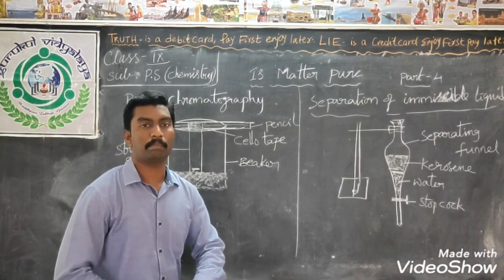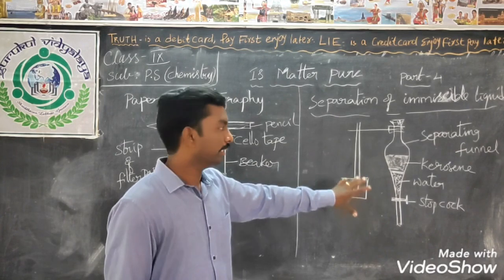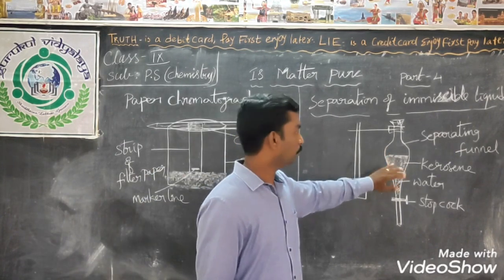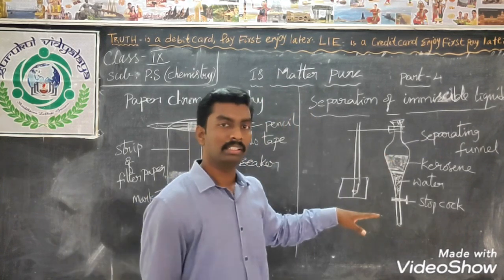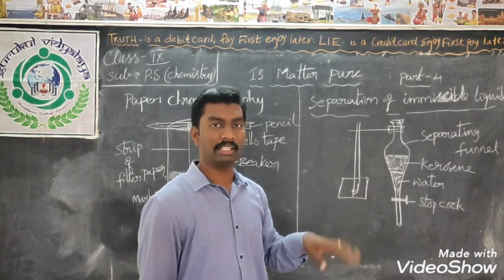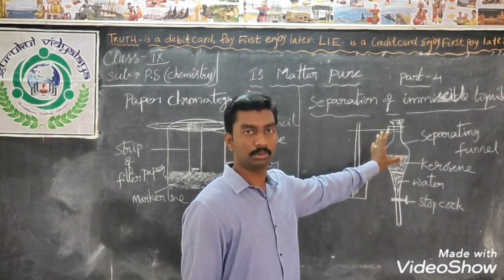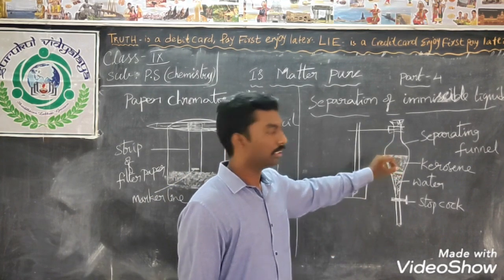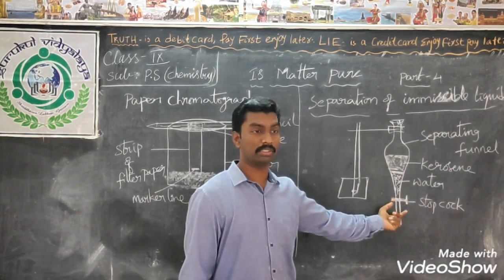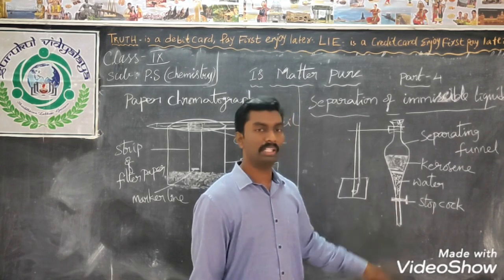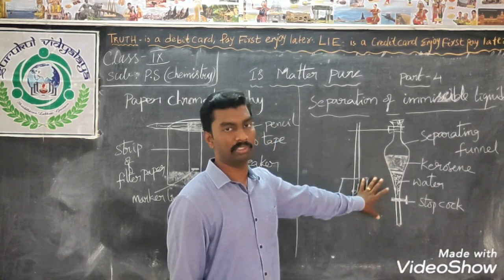So children, this is the separating funnel. In this we are adding two liquids, kerosene and water, which are immiscible liquids. To separate them, a stopcock is given here. It is a very simple and easy method to separate the liquids.